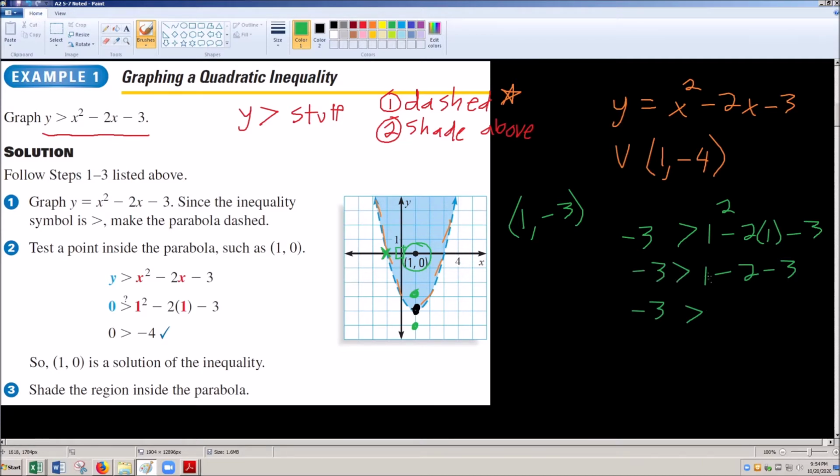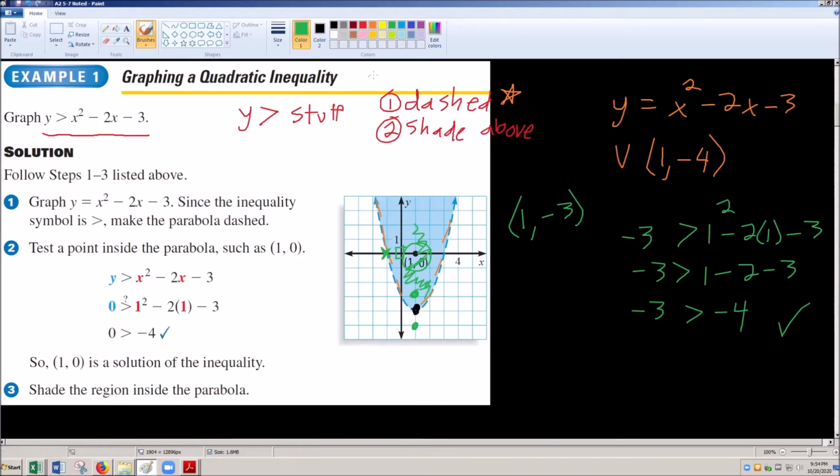So simplifying here, 1 minus 2 gives me negative 1, minus 3 gives me negative 4. Last time I checked, negative 3 was greater than negative 4. Yep, so since this works, this green point here is included in the region we want, and that's how we'll know to shade all of this.